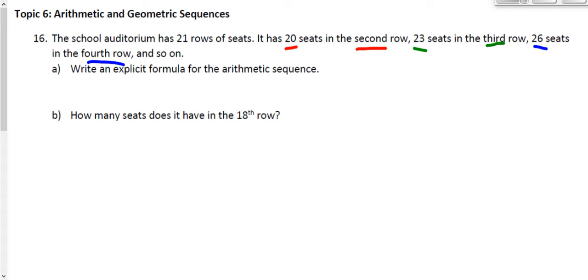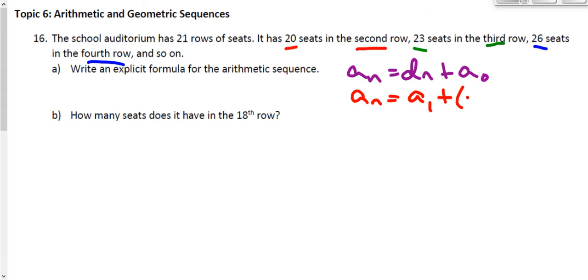Now, the formula that I taught you guys to use, a sub n is dn plus a sub 0. That's one that you will have to memorize, but if you can't remember that, they will give you a formula on the reference sheet for this test, and it's very similar, it just hasn't been simplified. It's a sub 1 plus n minus 1 times d. So either one of these is totally acceptable to use when you write an explicit formula.